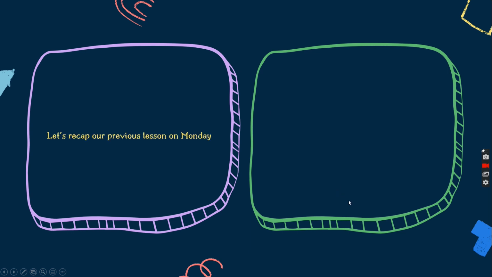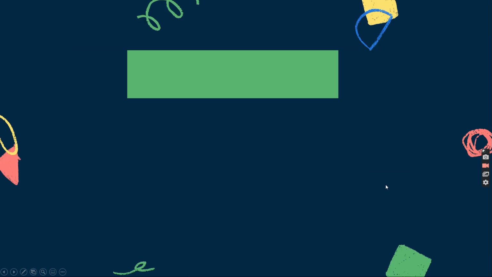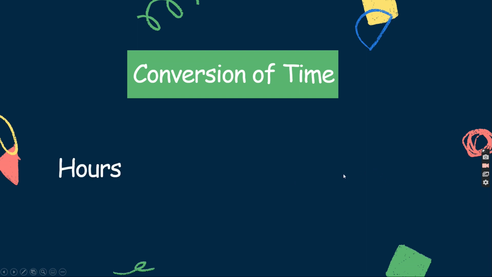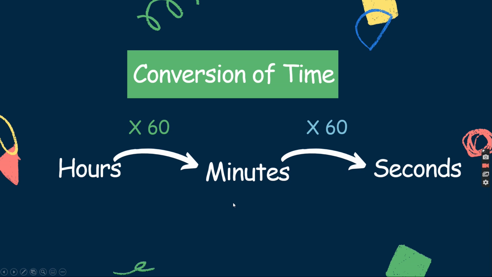So let's recap our previous lesson on Monday. We know that 1 day equals 24 hours, 1 hour equals 60 minutes, and 1 minute equals 60 seconds. And we also know the conversion of time from hours to minutes. If you want to change from hours to minutes, we just multiply it by 60. And if you want to change from minutes to seconds, we just multiply it by 60 as well.